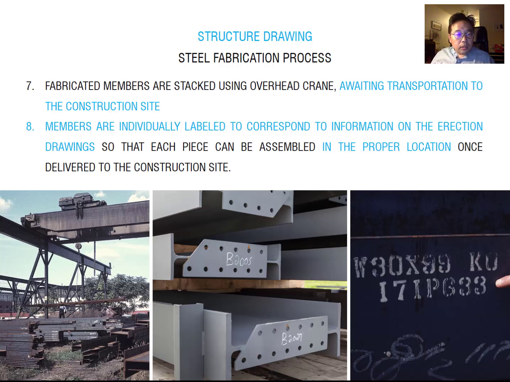When you see the second image, you can actually see the designated number here. So what is the meaning of this number? This number means this piece has the right location to build this framing, following your document set. So simply, the individual label corresponds to information on the erection drawing, so each piece can be assembled in the proper location.